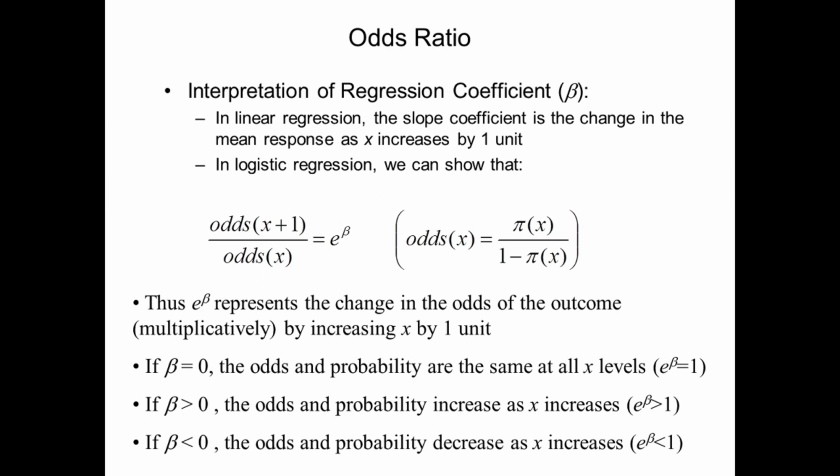When beta 1 is positive, which means that exponential of beta 1 is greater than 1, the odds ratio and probability increase as x increases. In the case in which beta 1 is negative, which means that the exponential is less than 1, the odds ratio and the probability decrease as x increases.